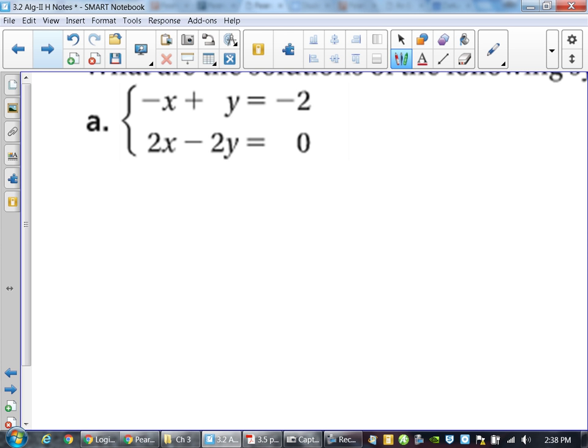Again, this winds up being one of the types of problems where you just pick what you want to work with. You're obviously going to have to do some sort of linear combination to get the same coefficients. Do you want to multiply the top equation, or cut the bottom equation in half? Does it matter? No. Multiply the top. What do you multiply the top by? 2. If I multiply the top equation by 2, I'm going to get negative 2x plus 2y is negative 4.